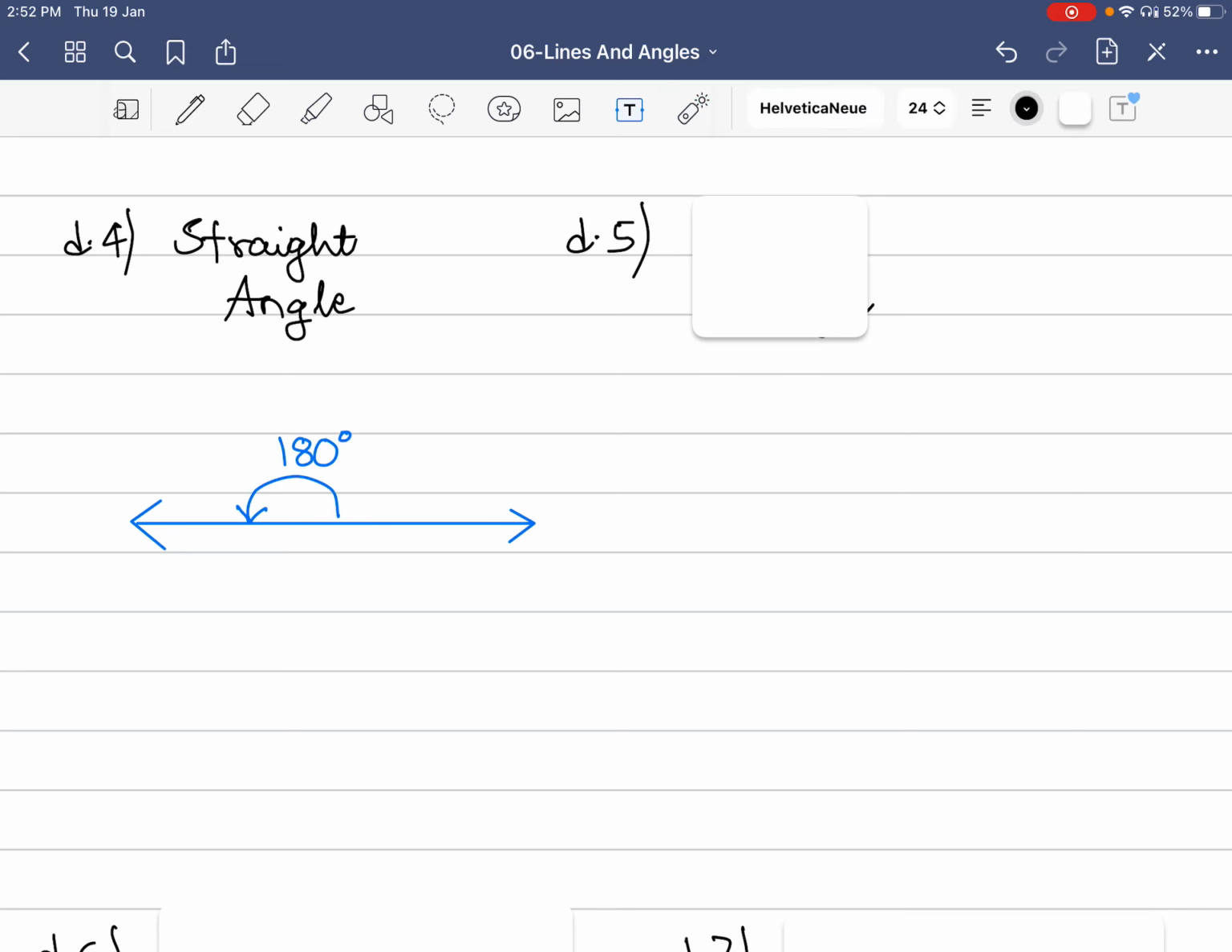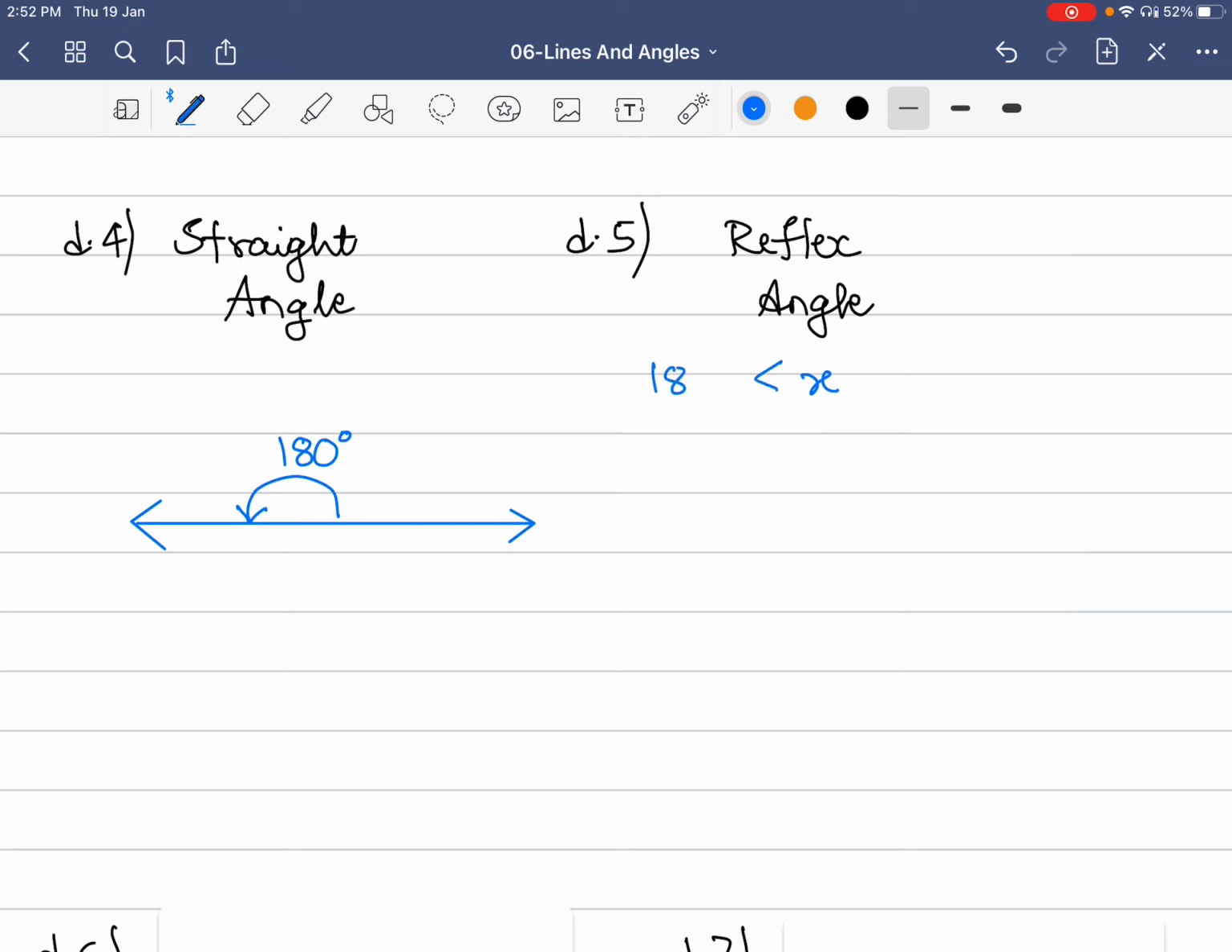Now the next type of angle is called a reflex angle. A reflex angle is an angle whose measure is greater than 180 degree and less than 360 degree. For example, let's see how this will look. Let's say this is my angle. So you can clearly see this is one angle X, and at the same time this is another angle Y.